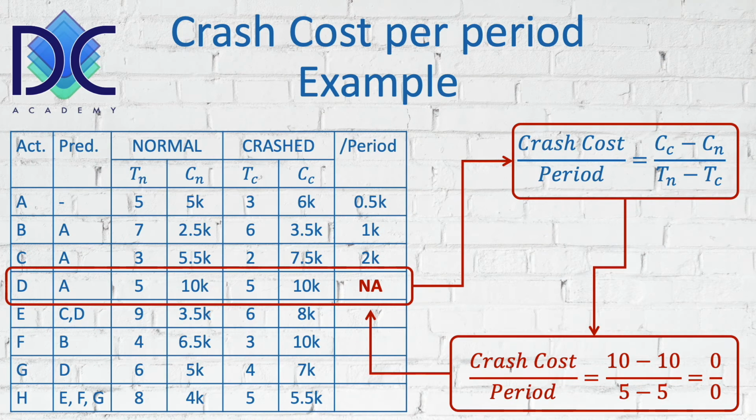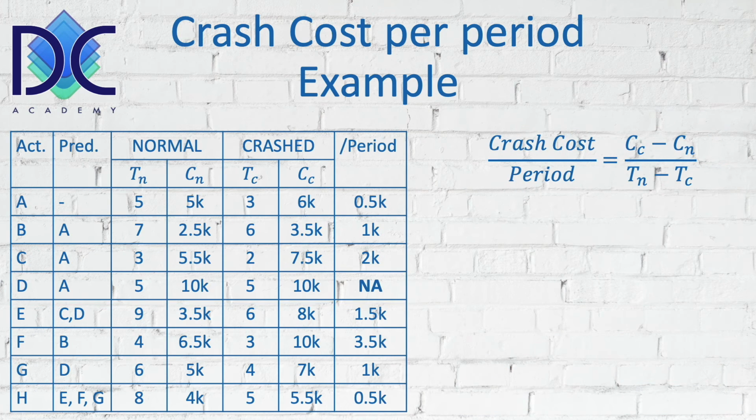So whatever we do, if D is on the critical path, we cannot crash D, and we have to keep that activity as it is. So we have to put here not applicable for crashing. We can continue with the others, and we find all the other crash cost per period, and we see that we have for E 1.5K, for F 3.5K, for G 1K, and for H also 0.5K.